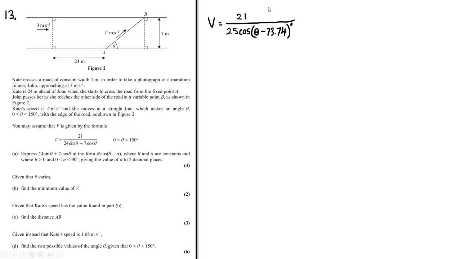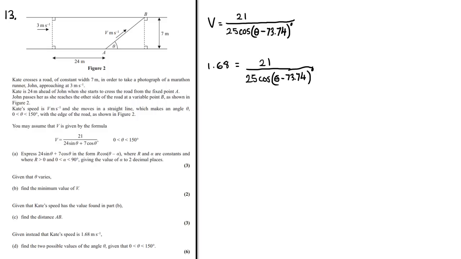Now, if we're saying that V is equal to 1.68, then what I've got is 1.68 is equal to 21 divided by 25 cosine theta minus 73.74. All I've done then is just took my formula for V and set it equal to 1.68. If we're told that Kate's speed is 1.68, then we can just put them equal. And what I want to do here now is essentially just solve for theta from here. So the first thing I can do is flip both of these.